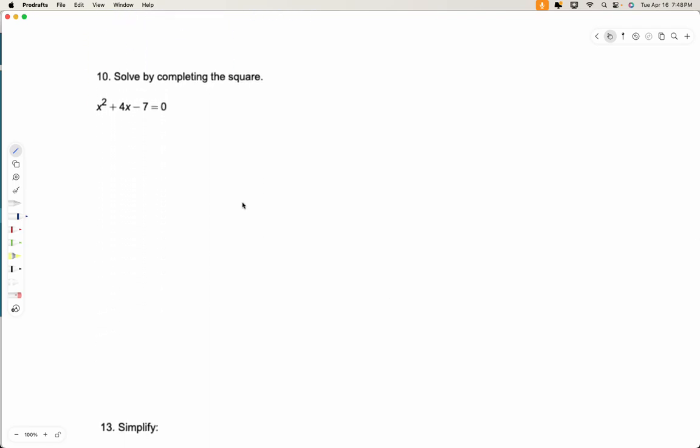All right, solve by completing the square. Same thing. We're going to add 7 to both sides. So we get x squared plus 4x. We leave a little space, equals 7. Take the middle term, divide it by 2. That equals 2. We square that. That's going to be 4. So we add 4 to both sides.